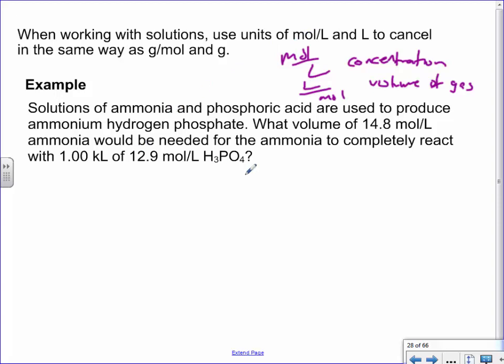So I'm going to do some stuff right now that involves solutions where I'm going to give you concentrations in moles per liter. The same sort of thing still applies though. We're still going to try to cancel out our units. So on this particular one right here, we're going to take ammonia and phosphoric acid, and we're going to produce ammonium hydrogen phosphate. The hardest part to this one right here might be actually getting the equation. What's ammonia? Okay, what's phosphoric acid?